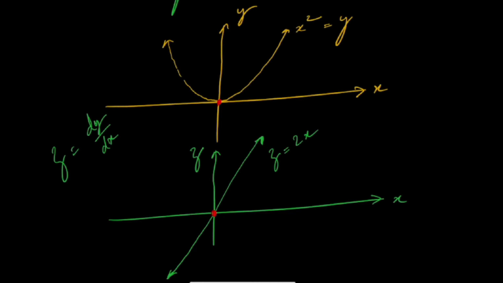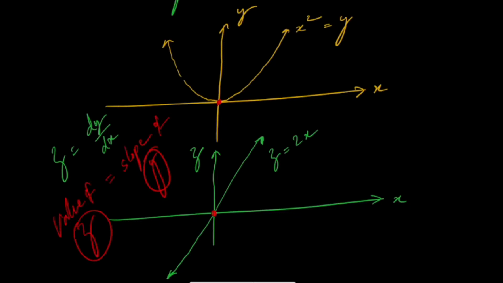See, the value of z is equal to the slope of y. Why? Because z is dy by dx, and dy by dx is nothing but slope. Clear?